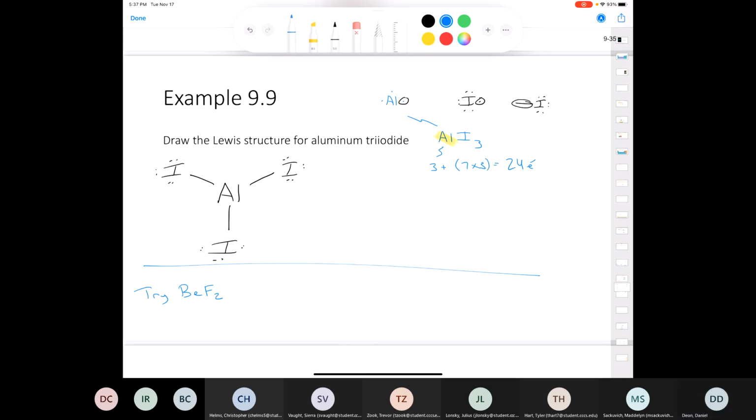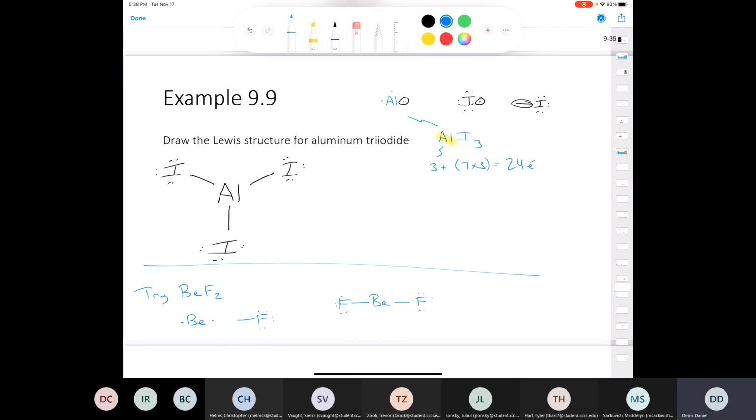Okay, what did we know about beryllium? Beryllium is in group 2A, and I told you that beryllium is an exception. It's got 2 valence electrons, and it forms 2 bonds only, 2 covalent bonds. I also told you that fluorine always forms 1 bond and has 3 lone pairs. So the only possible way to put these together is to have my beryllium in the center with 2 bonds to my fluorines, like this.